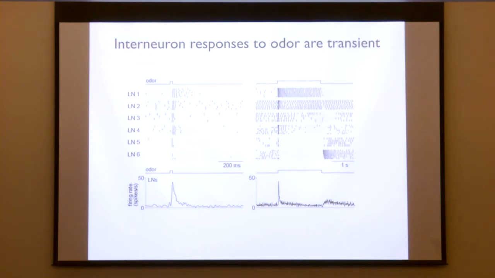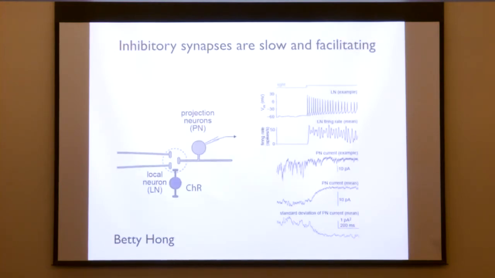If you look at the responses of all local interneurons, the responses are actually much more transient than those of the projection neurons. So the synapses onto the local interneurons are transient, but the synapses from the local interneurons back onto the ORN terminals also are going to play a role in their dynamics. And we found that that feedback is actually very, very slow.